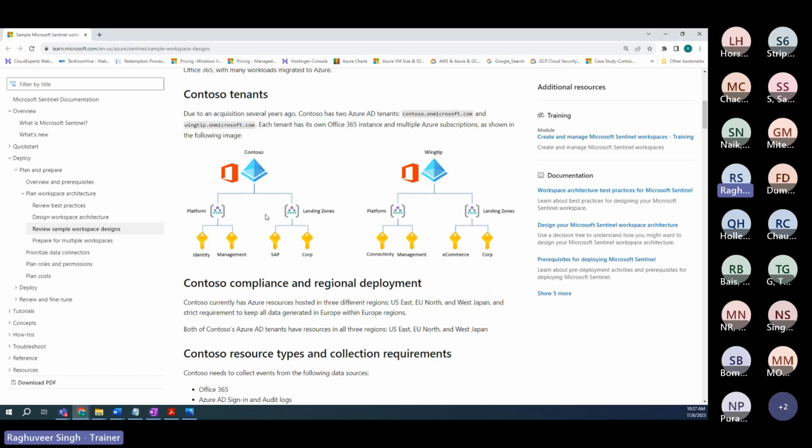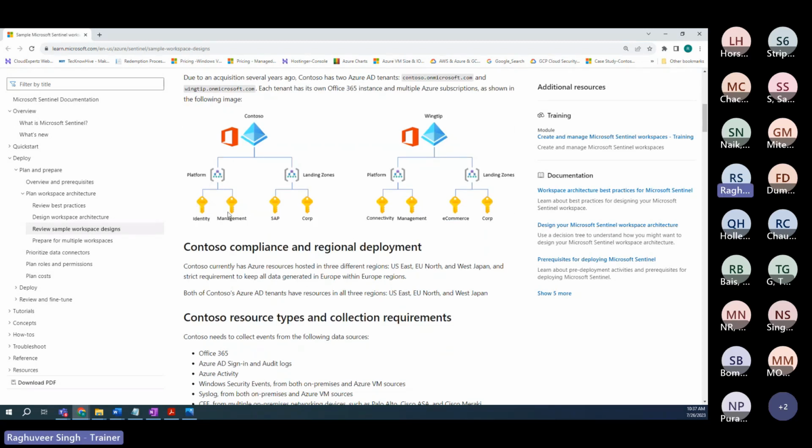So we have 2 tenants here, the Contoso tenant and the Wingtip tenant. Now both the tenants have their own Office 365 instances. I'm saying both the companies are using M365 services, which is a Microsoft SaaS service, and they also have multiple subscriptions. For example, in this tenant you have 4 subscriptions, and they also have multiple management groups. I'm saying they have multiple subscriptions which are collated across management groups for the purpose of reducing the administrative effort. And the same is the case with Wingtip also. They also have the same architecture.